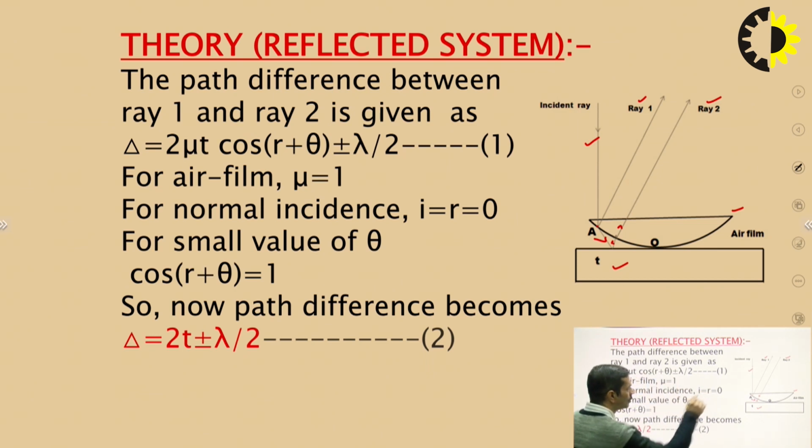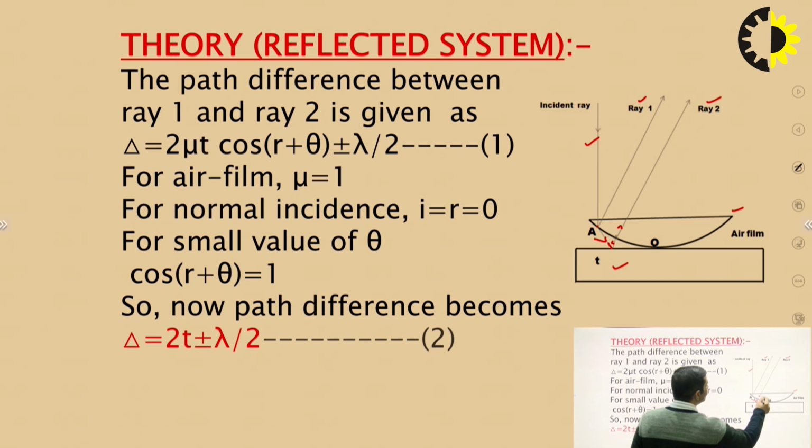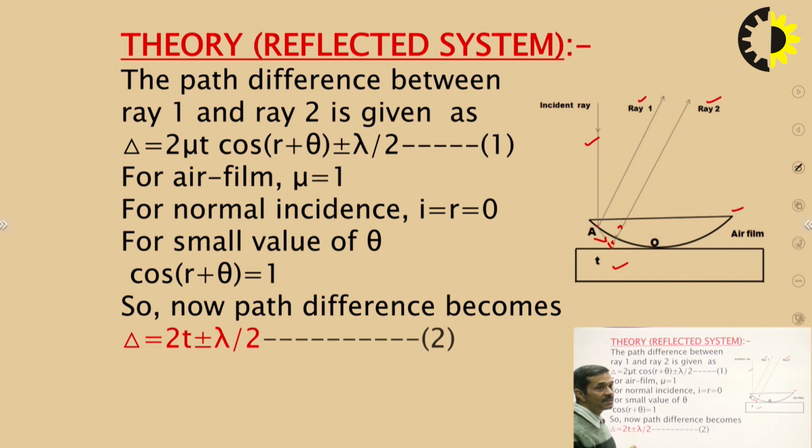So it will go like this, refracted and reflected from the lower surface of the film, that means the upper surface of the plain glass plate. And these two rays, ray 1 and ray 2, will interfere in space, and due to their interference we will see the interference Newton's rings. So first of all we will discuss what the path difference between ray 1 and 2 is.